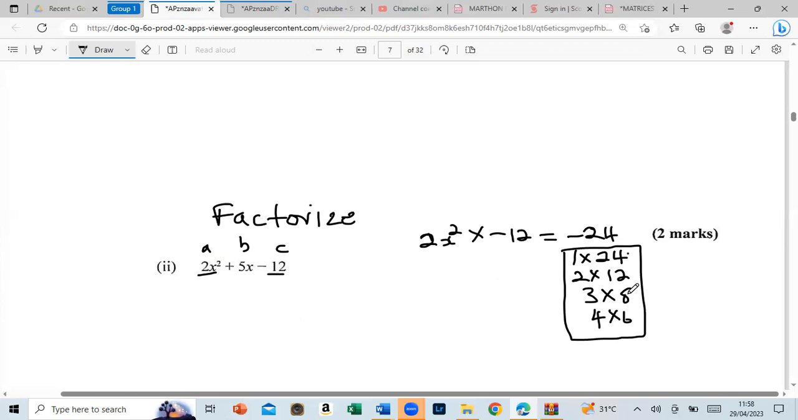With 3 and 8, different scenario, right? You can get 5. You just have to set it up in a way so you get positive 5. So to get positive 5, we're gonna say 8 minus 3, that is equal to 5. So we have 2x squared plus 8x, because you know you have to put on your x, guys.